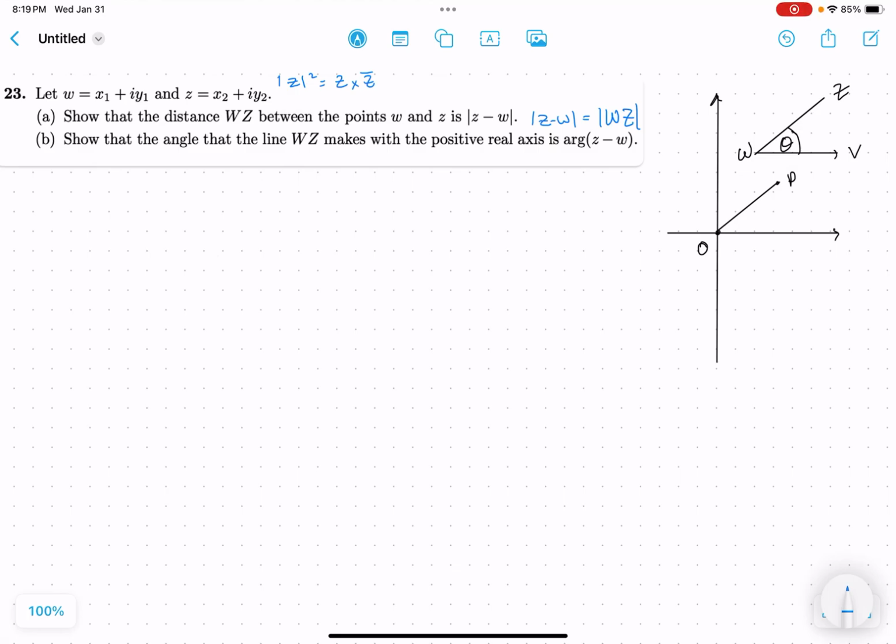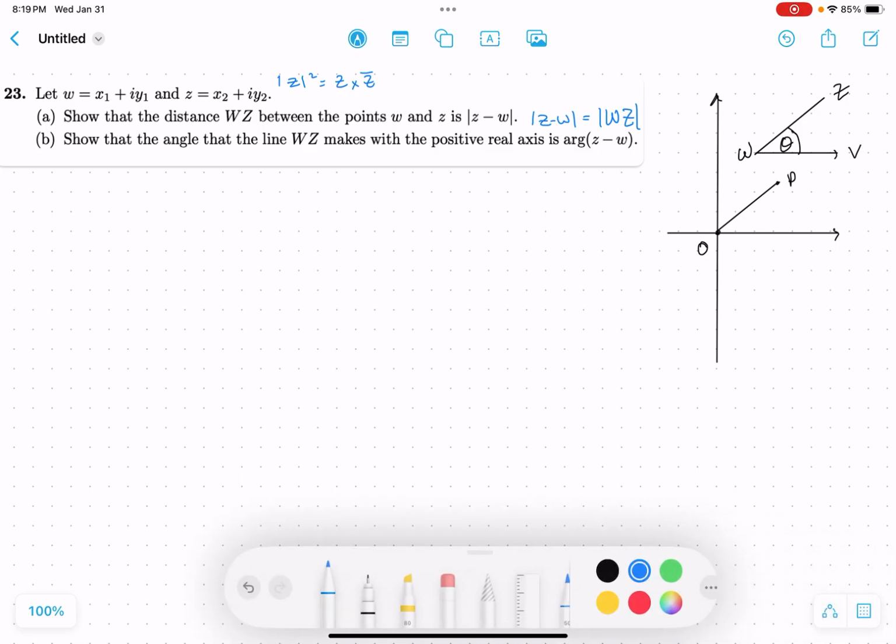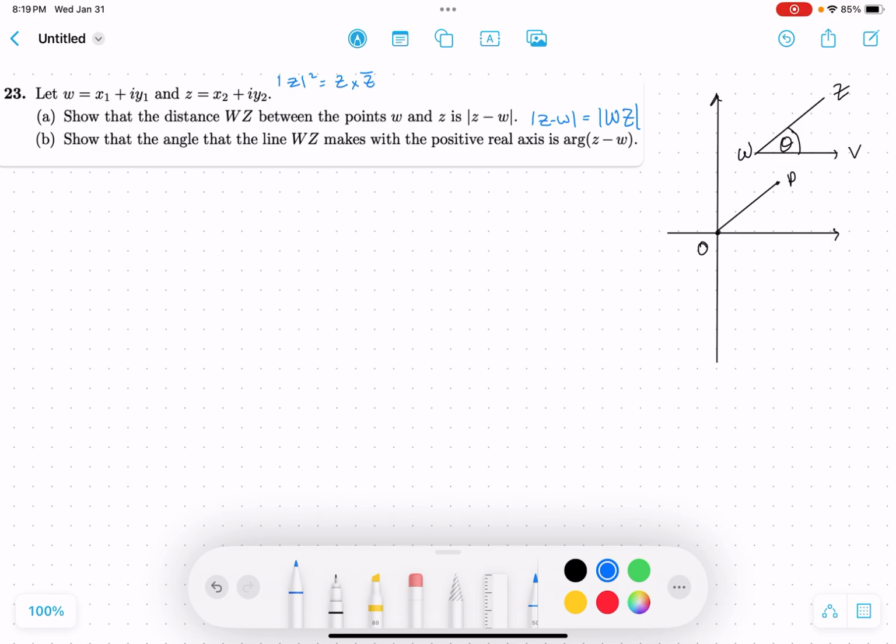All right, so we've got W being x1 plus i y1, and Z being x2 plus i y2. Now, a common property that we are going to keep using is, so remember this and maybe prove it to yourself many times. Make sure you're okay with that. The modulus of Z squared is Z times Z bar, the conjugate.